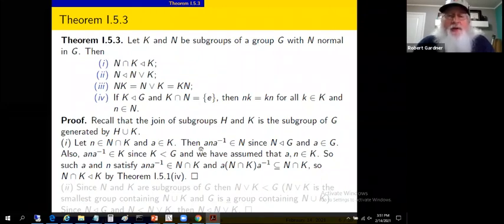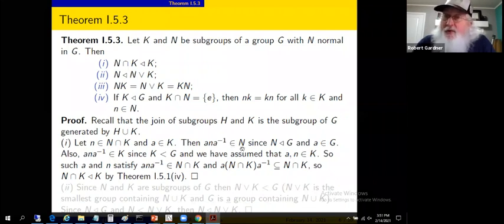All right, then the element a n a inverse is an element of subgroup N. Remember, N is a normal subgroup of G. So if we take any element of G, call it a, and multiply on the left and the right by a and a inverse, that element of N will again be in N. That's because a N a inverse is a subset of N. That's a property of normal subgroups. So we get this behavior from theorem 1.5.1, I forget which part, by the very definition of normal subgroup. And this holds for all elements a in G.